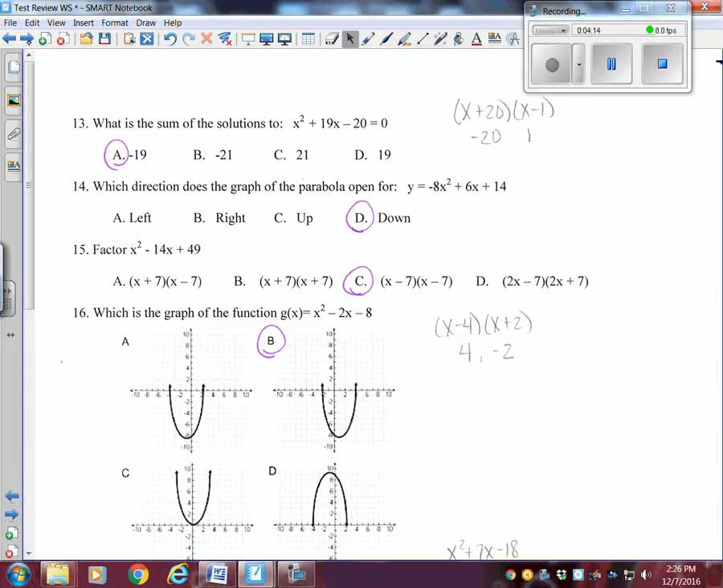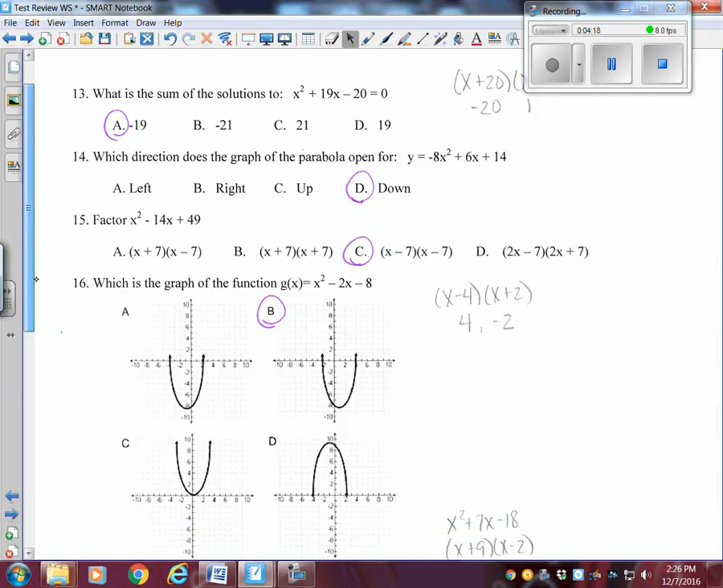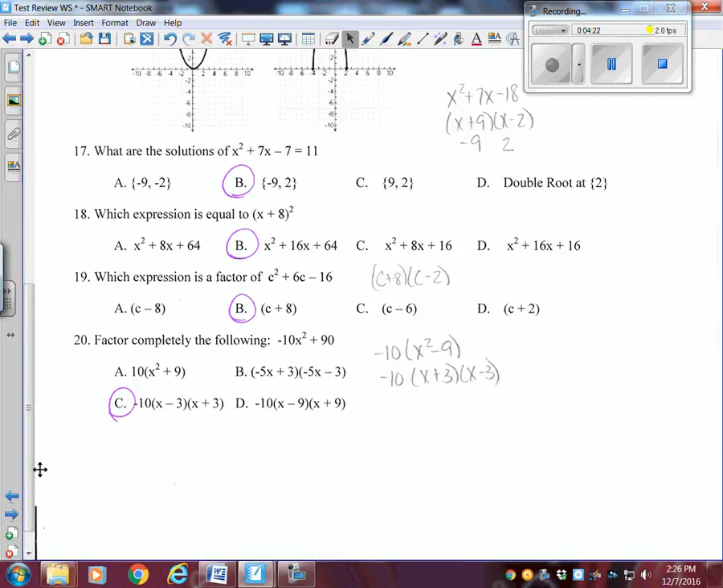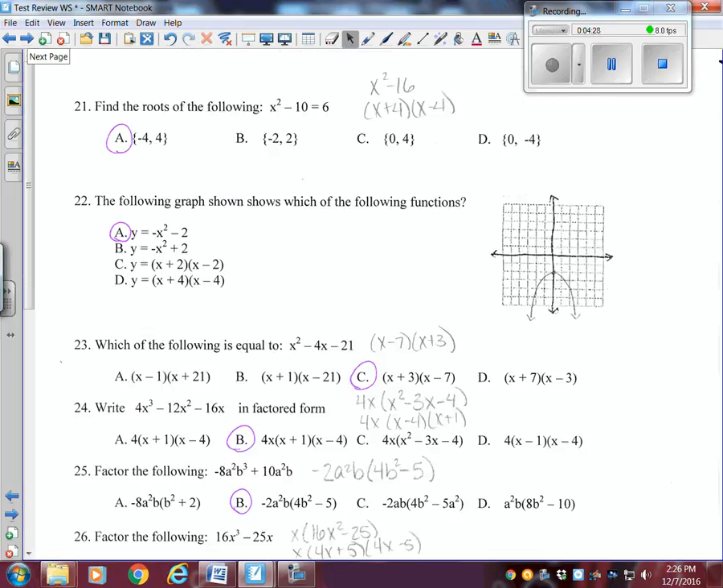All right, this is the second page. There's 13 through 16. And then here's 17 through 20. Those are the answers. Again, if you just need to check, that's fine. If you'd like to see it worked out, you can just fast forward a little bit. And then here's 21 through 25.